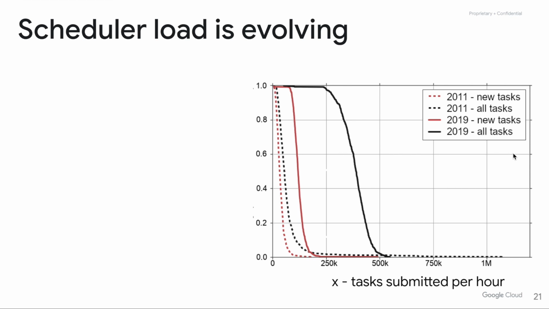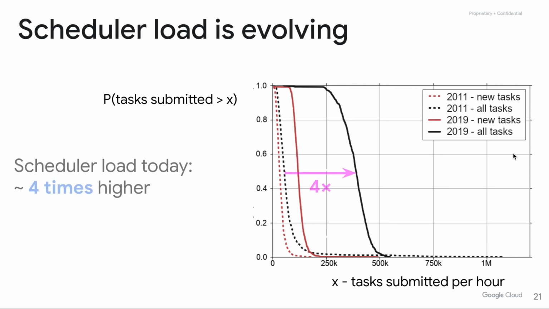The x-axis here is the number of tasks submitted per hour, and the y-axis is the fraction of tasks which exceed that x value. And we notice from this plot that the number of tasks submitted per hour, or in other words, the scheduler load, has increased 4 times between 2011 and 2019.